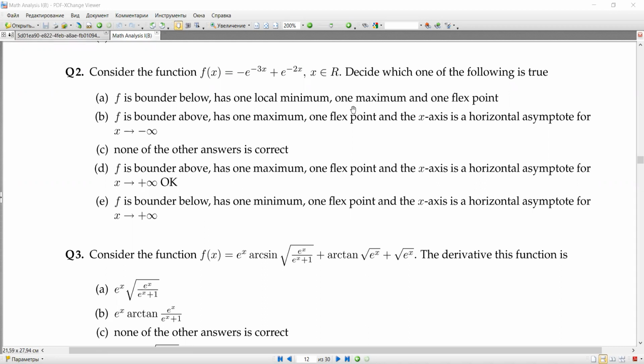What are horizontal asymptotes? Here you can see in three versions we have the answer, horizontal asymptote. So what is a horizontal asymptote? When does it have a horizontal asymptote? Yes, here only plus infinity. Sorry, I cannot see this one. x tends to plus infinity.